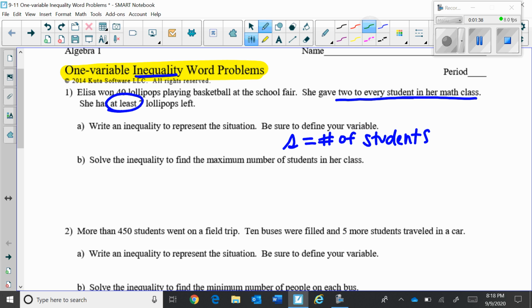All right, and so if we write this equation, not equation, our inequality, she gave 2 to every student. So every student received 2. So we could do 2 times S. I do a cursive S in math, so that's what that is. That's an S. 2 times S. Then it says she has at least 7 lollipops left. So we know we're going to have 40 on the right-hand side.